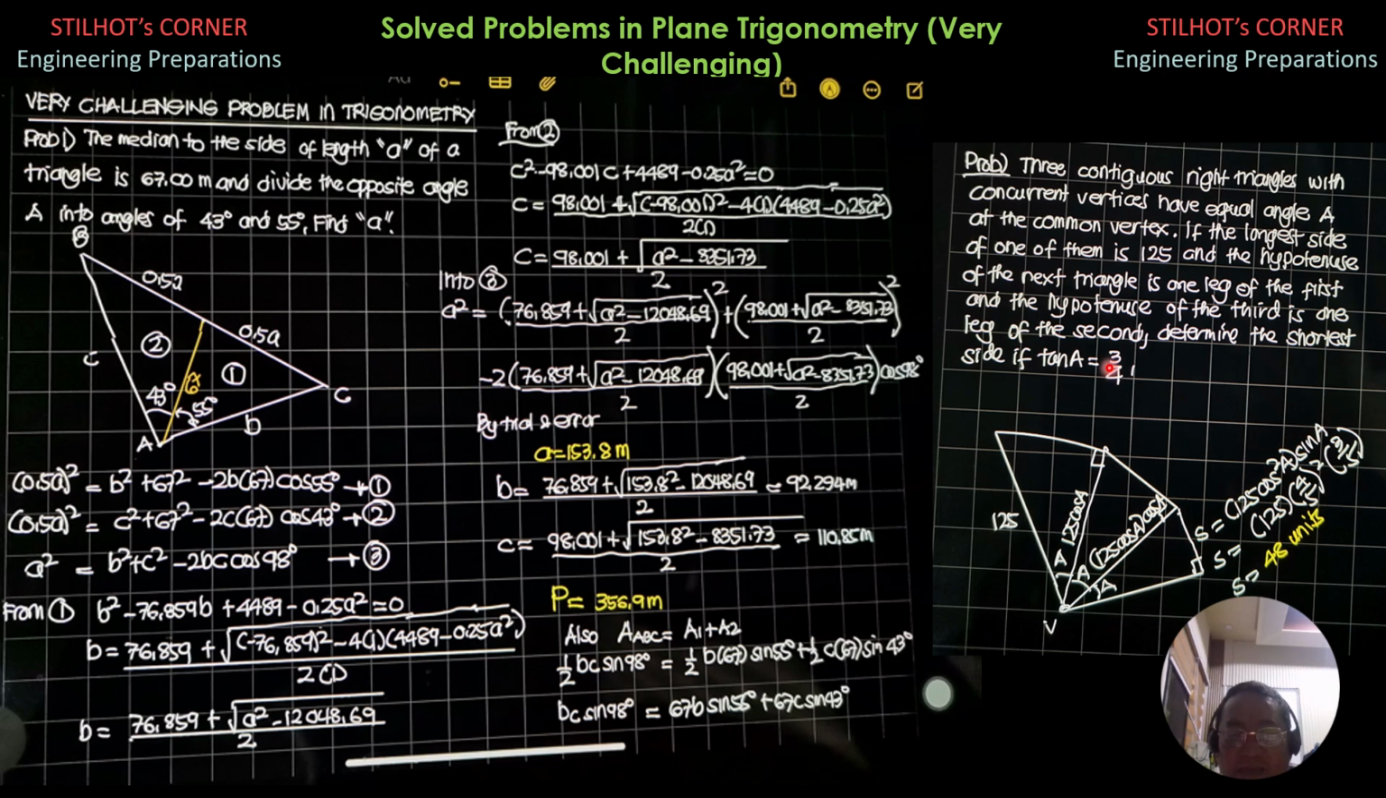Since tangent of A is 3/4, that means cosine of A is 4/5 and sine of A is 3/5. So 125 times cosine squared of A, (4/5) squared, times sine of A, 3/5. The answer is 48 units.